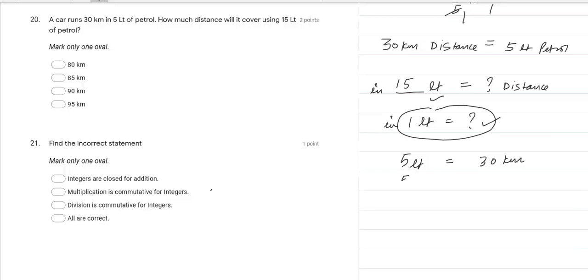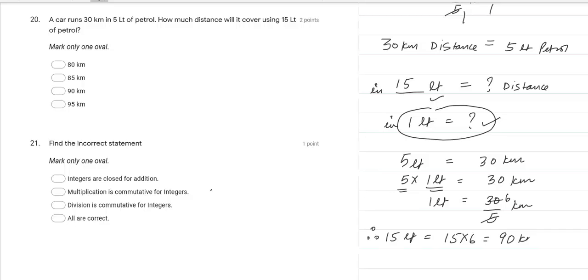So 5 liters can be taken as 5 into 1 liter. Now we want the value of 1 liter, so we will take this 5 to the right hand side. It becomes 1 liter equal to 30 upon 5 kilometers. So this is 6. So we can say in 1 liter, 6 kilometer distance is travelled. Therefore, 15 liters will give you how much distance? 15 into 6, that is 90 kilometers. 90 kilometers you will travel in 15 liters of petrol.